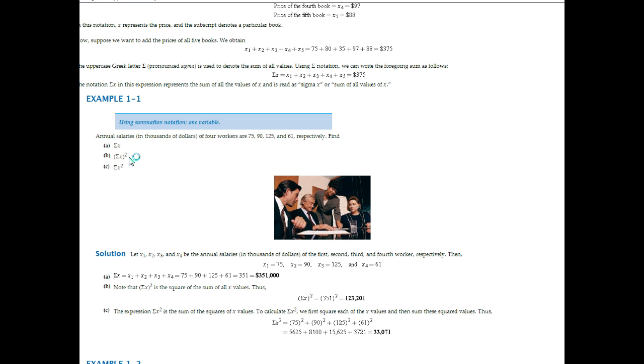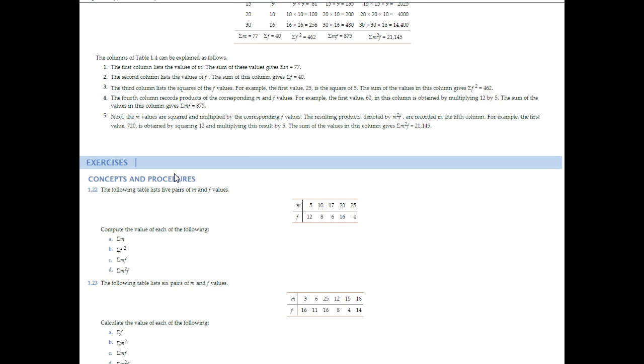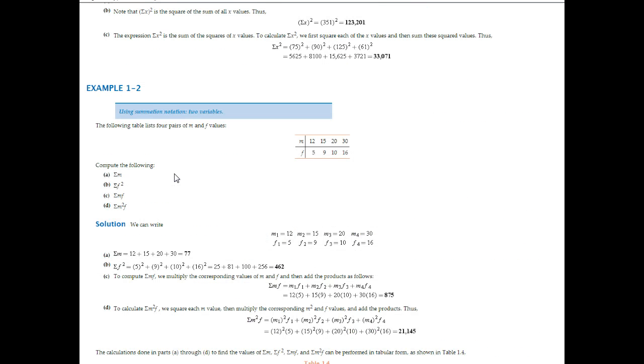Okay? But we don't use that in this class. But sometimes people will use it somewhere. Okay? So we have this, anyway, but we're focusing on the sigma notation. Okay? Any questions about that? Okay, so what do they do here?